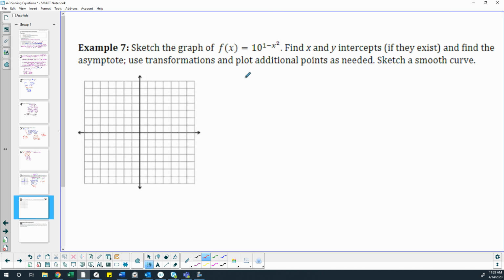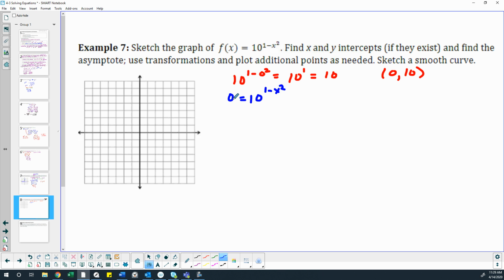So just like we did last time, we're going to take our 10 to the 1 minus 0 squared, and that leaves us with 10 to the 1, which is just 10. So that's our y-intercept. We put a 0 in place of the x, and the y value turned out to be 10. And then for the x-intercepts, we can set this equal to 0, 10 to the 1 minus x squared.